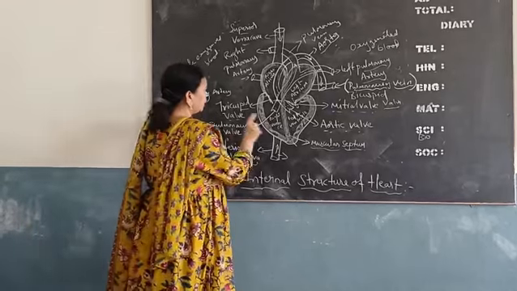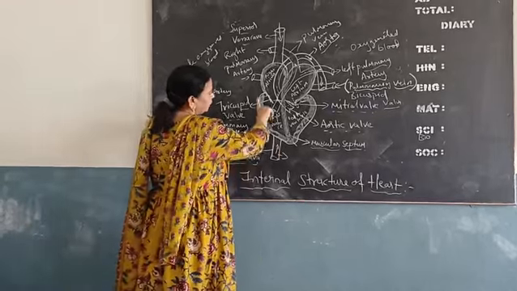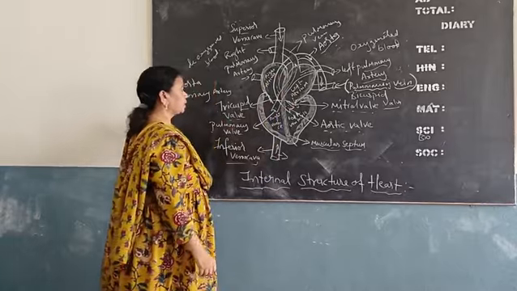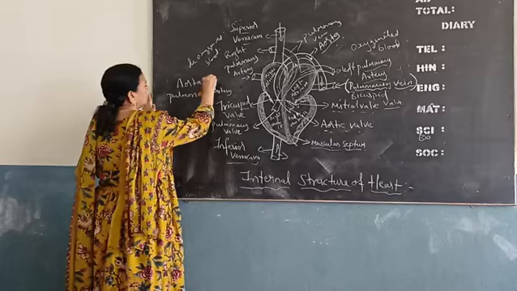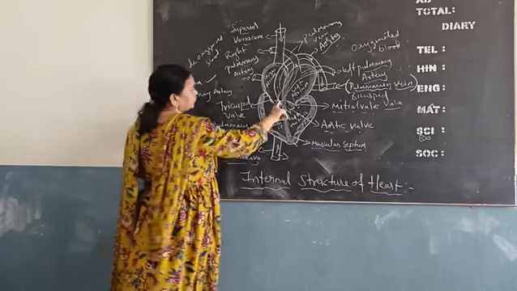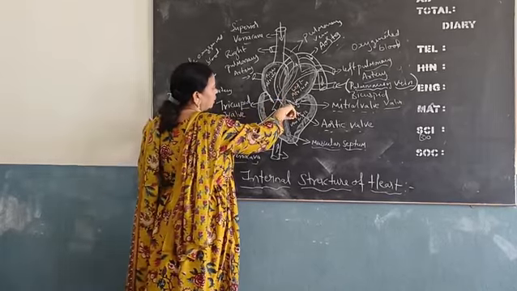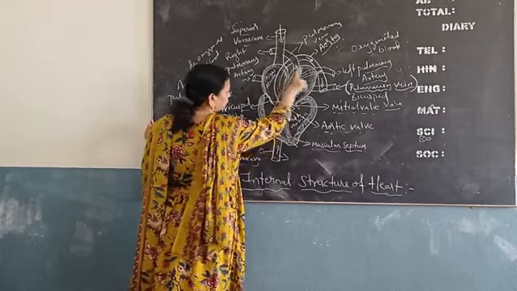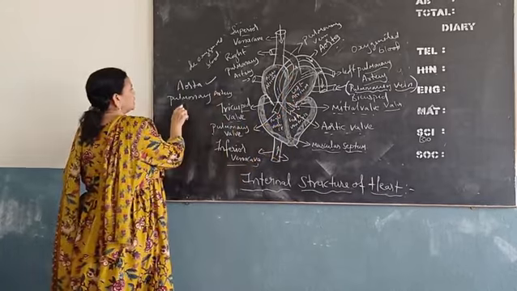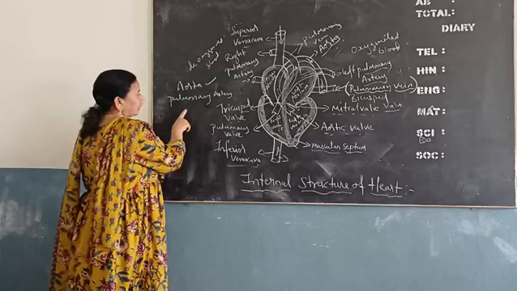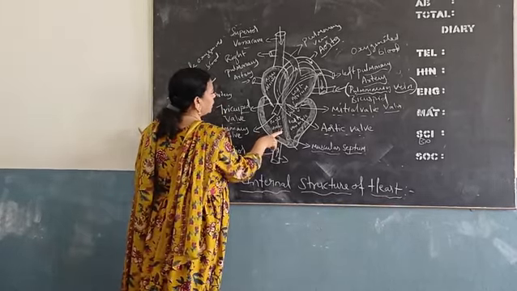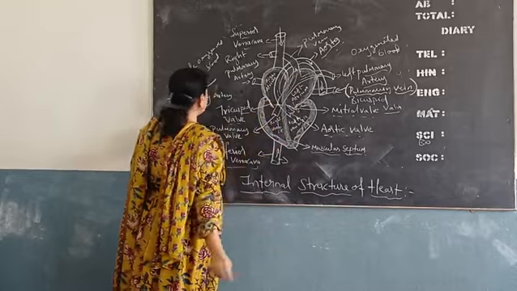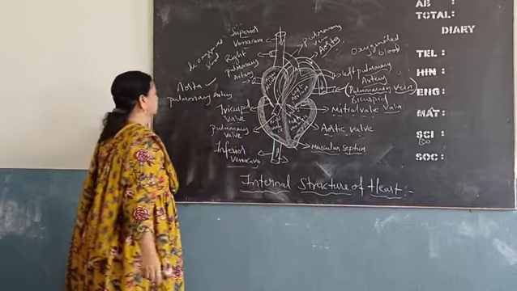So now let's see how many blood vessels are attached to the heart. There are 5 blood vessels. One is the aorta, which carries the oxygenated blood from the left ventricle to all parts of the body. Next is the pulmonary artery. The pulmonary artery carries deoxygenated blood from the right ventricle to both the lungs via the pulmonary arteries.